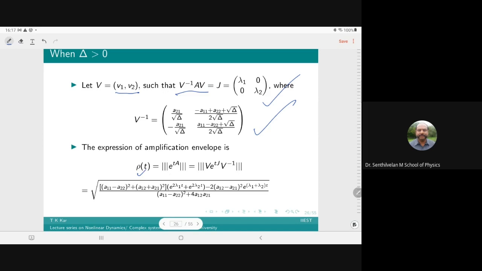rho(T) equals the norm of this. This is the formula for the amplification envelope, and now it can be written as V e^(TJ) V inverse, as in this formula. It does not come directly from here; there is some calculation. I will show you some references also. If you like, you can check. It is not so difficult.